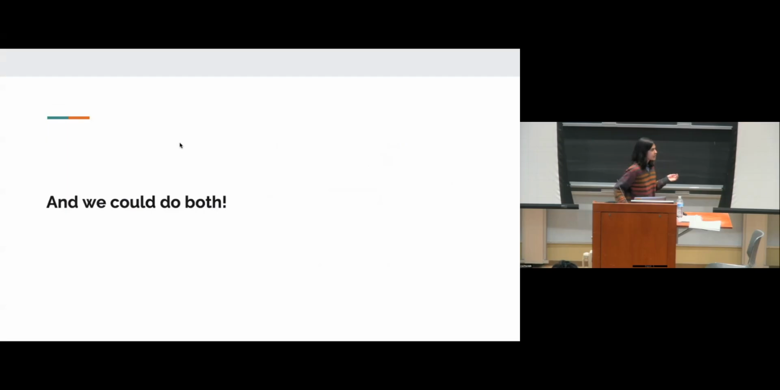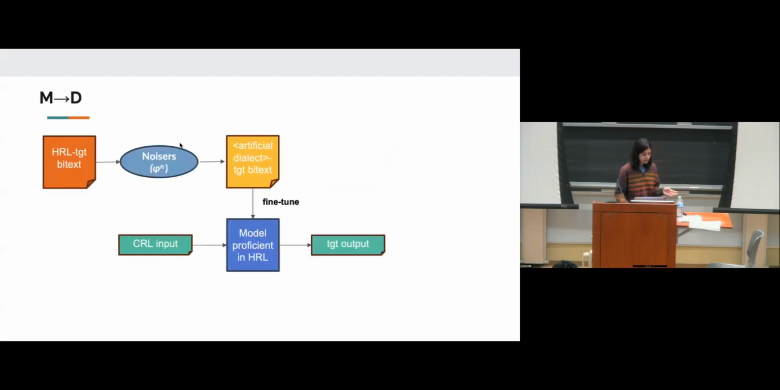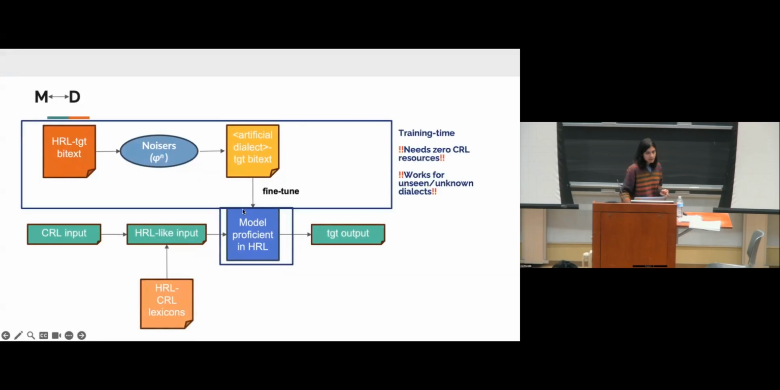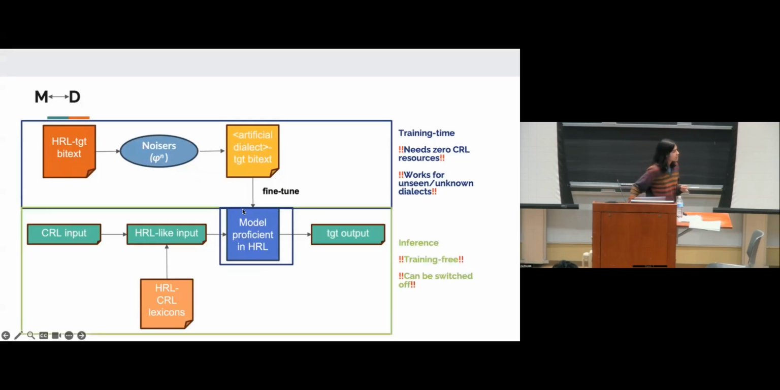And then we can combine these two paradigms. We can do model to data adaptation where we end up with this fine-tuned model over here that is supposed to be good at general dialectal input. But if we do know the input dialect, we can also intervene at inference time. These two methods have different advantages. The first one doesn't need any knowledge of the target dialect, and the second one is completely training free.